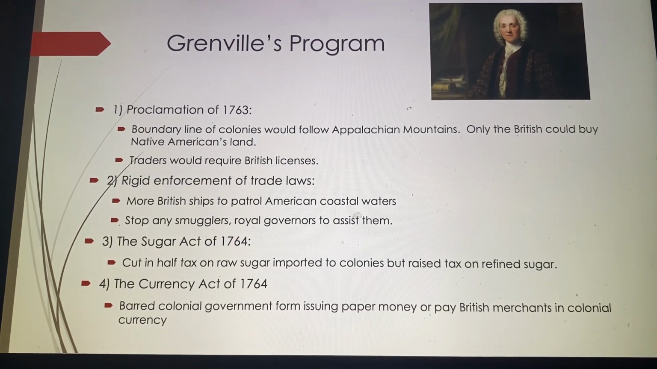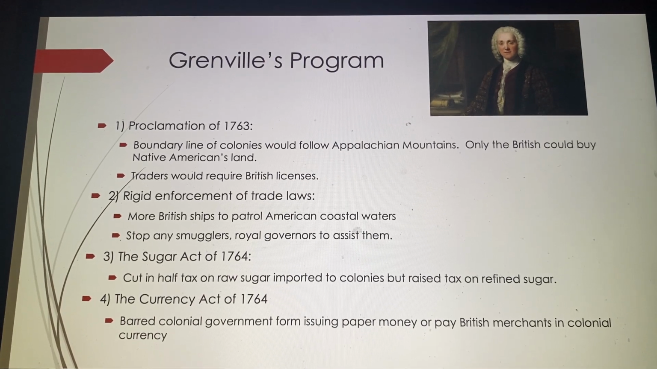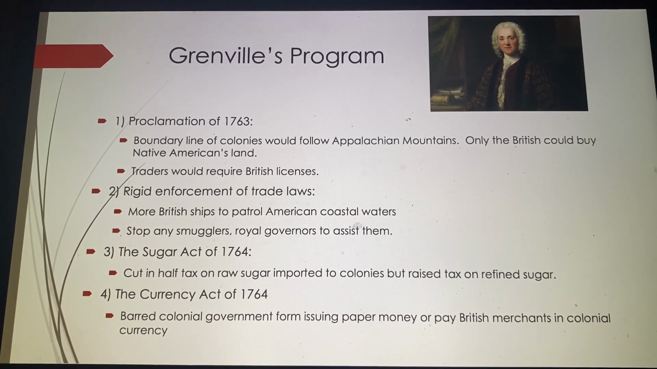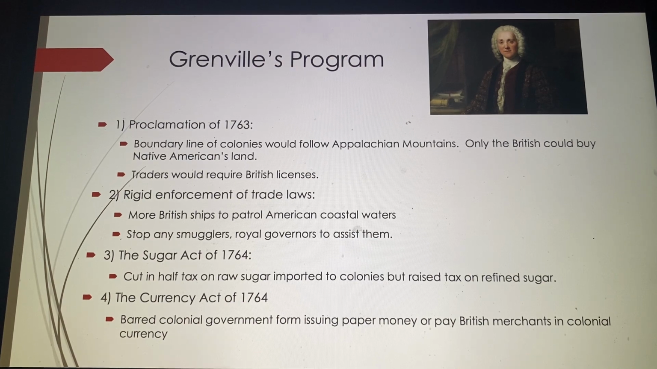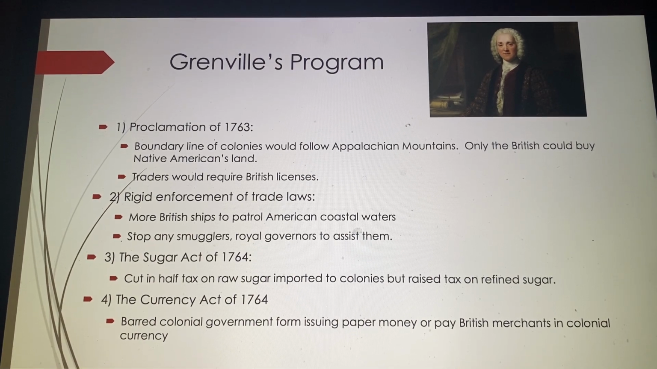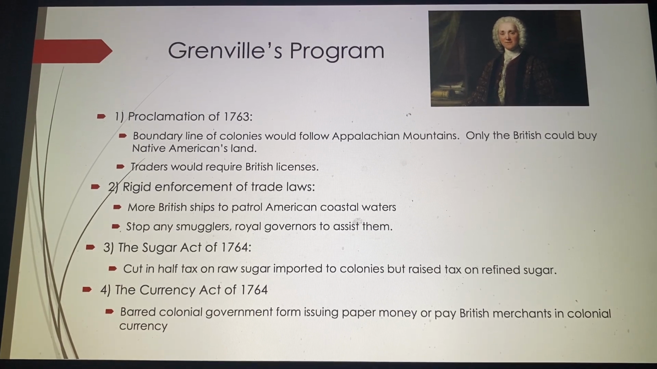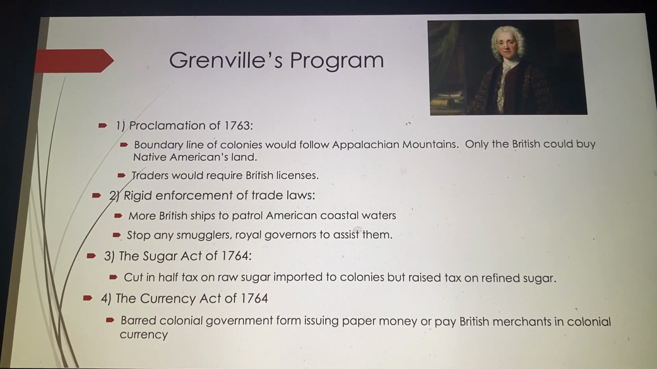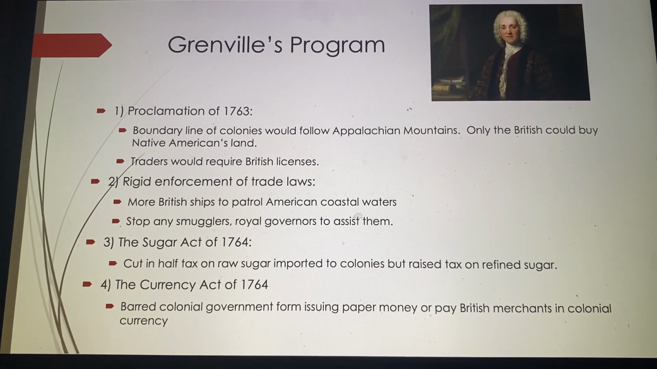Grenville's program. First of all, the Proclamation of 1763 that he made, see him up there in the corner. He set the boundary line of the colonies at the Appalachian Mountains. So he said the colonists could not go beyond the Appalachian Mountains, because only Great Britain could buy the Native American land. They could only own this land beyond the Appalachian Mountains. Oh, that would be a problem.